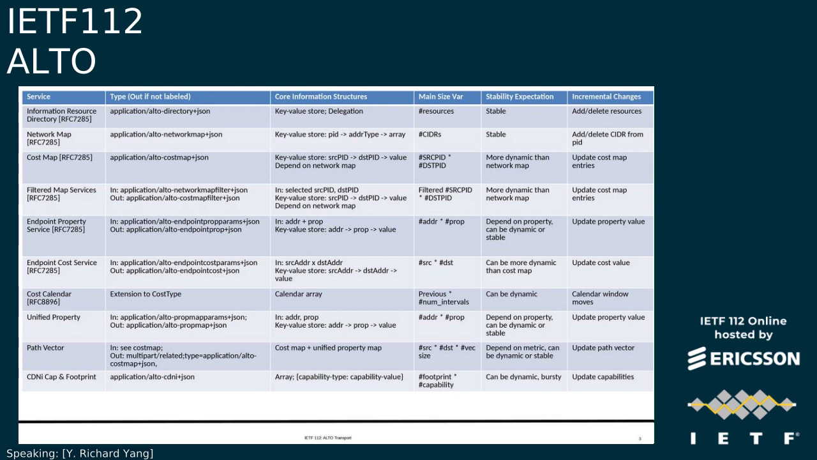This is the first line of work, which we did lately, after the charter was approved. Of course, there's a much longer version, but we don't want to make the slides too busy to read. Here we listed all the major ALTO services. If you look at the uppermost left column, that's a list of all the major ALTO services which we think we are dealing with. From the beginning, you provide the information resource directory, and you have the network map, cost map, filter map, endpoint property service, endpoint cost service, cost calendar, unified properties, path vector. They're ongoing. I think they are getting to the endpoint, and CDNI capabilities and footprint. So those are the services. The second column gives us the design: what kind of input we have, and whether it is a GET service or a POST service.